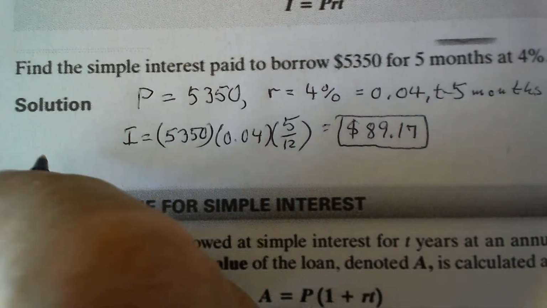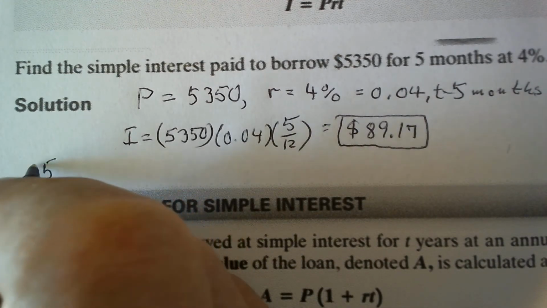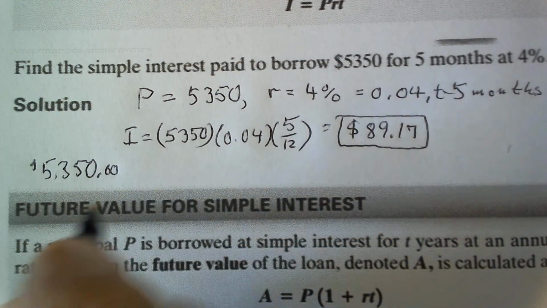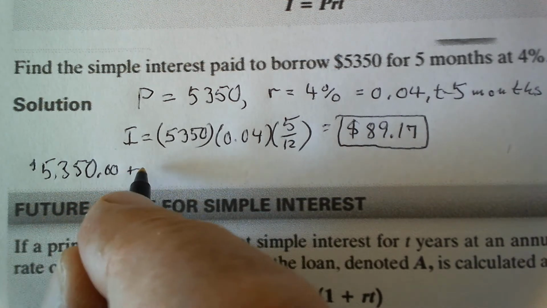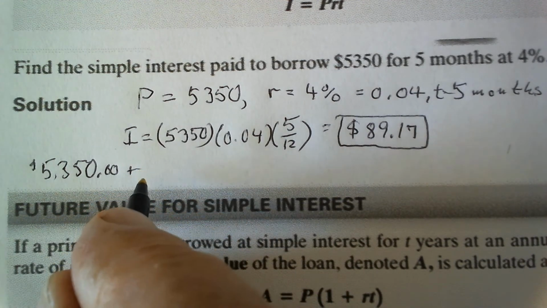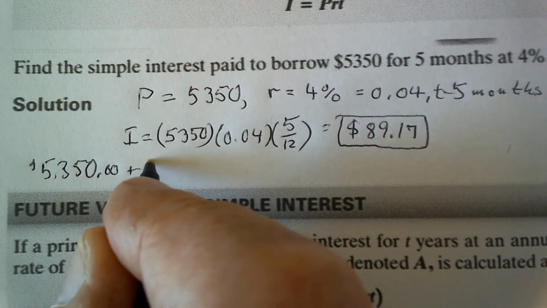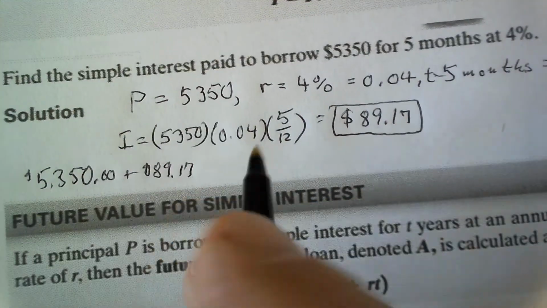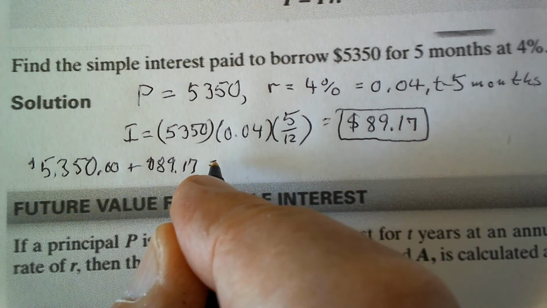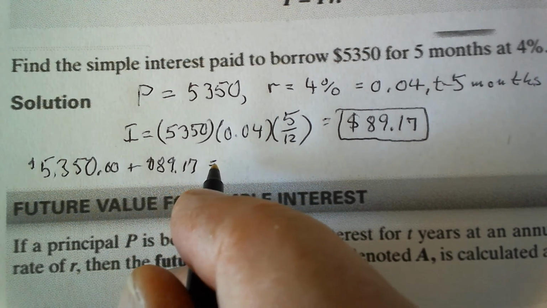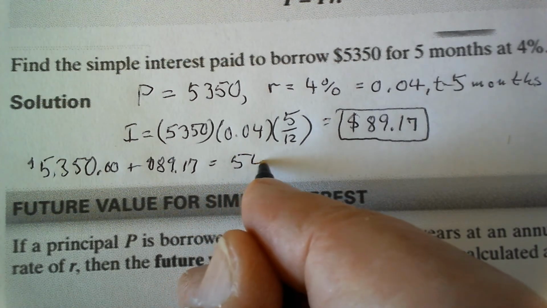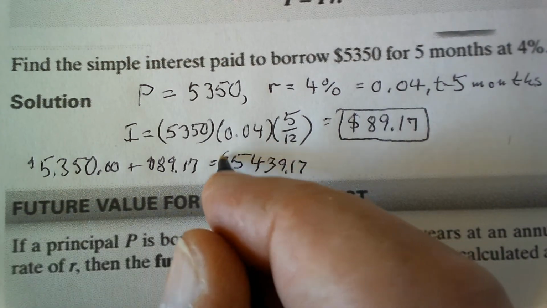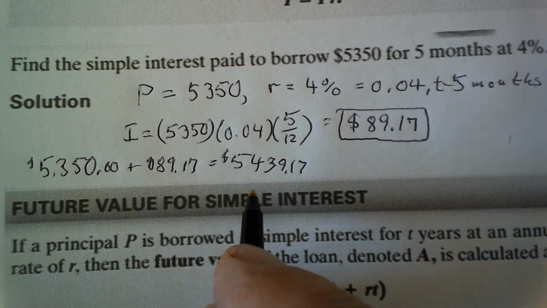So then the total amount we paid would be 5,350 plus $89.17, and that's equal to $5,439.17. So that's also called the future value.